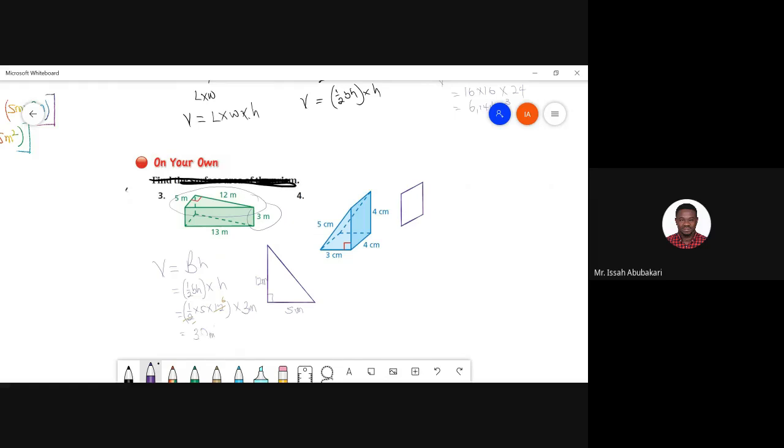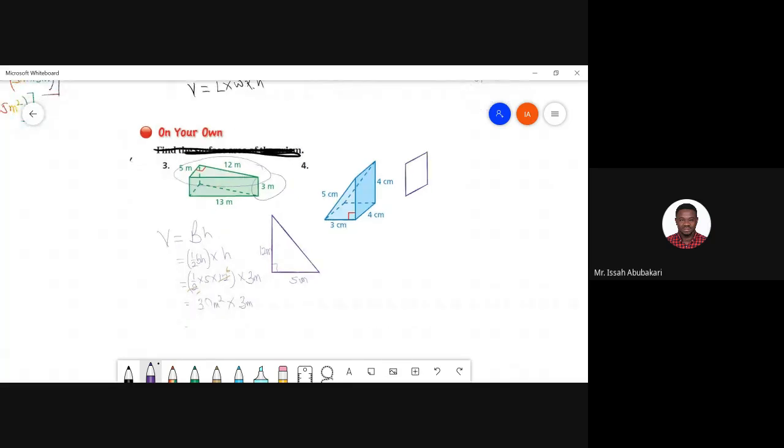30 meters square multiplied by 3 meters. So at the end, we are going to get 90 meters cube to be the volume of this prism. Please, is that okay? So at the end, this is the volume of the prism. Now let's try to solve question 4.